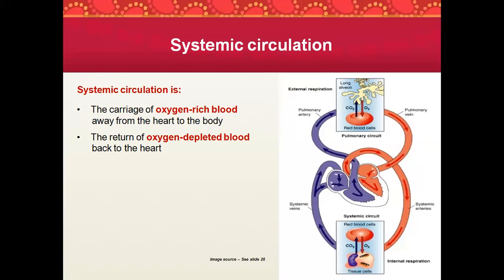The return of oxygen-depleted blood back to the heart. The oxygen-rich blood will be coming from your lungs, from your pulmonary vein. So this is why we call it systemic circulation. Systemic circulation mainly deals with oxygen-rich blood, where your left ventricle pumps the oxygenated blood to the different parts of the body.